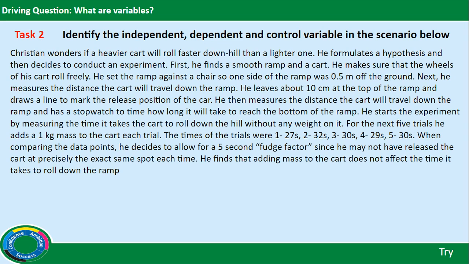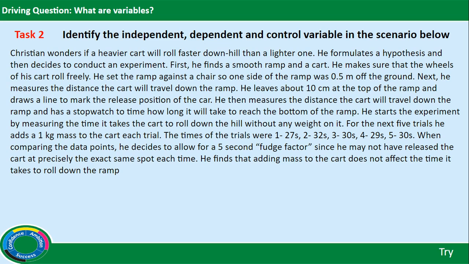He formulates a hypothesis and then decides to conduct an experiment. First, he finds a smooth ramp and a cart. He makes sure that the wheels of his cart roll freely. He set the ramp against a chair, so one side of the ramp was 0.5 meters off the ground. So that's where the ramp was. It was 0.5 meters off the ground.